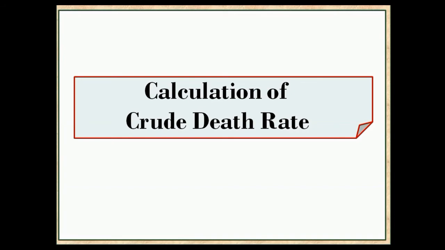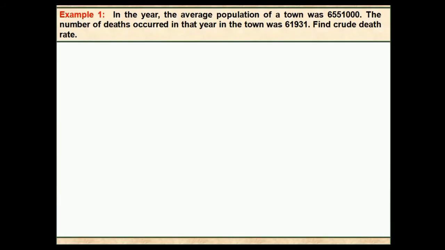Calculation of crude death rate. Example 1. In the year, the average population of a town was 65,51,000. The number of deaths that occurred in that year in the town was 61,931. Find crude death rate.